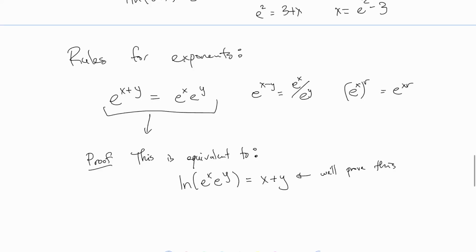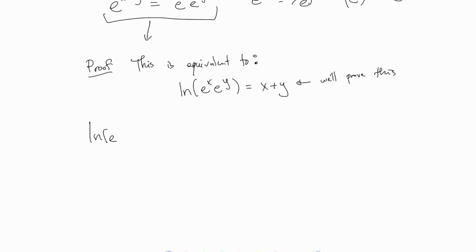And how do we prove this? Let's just start with the left-hand side. ln of e to the x, e to the y. Can you do anything with that to simplify? What can you do? Addition, yeah. When I have log of something times something, this is multiplication on the inside of the log, it turns into addition of the two logs. So this is log e to the x plus log e to the y. That was the multiplication and addition property of the natural log.